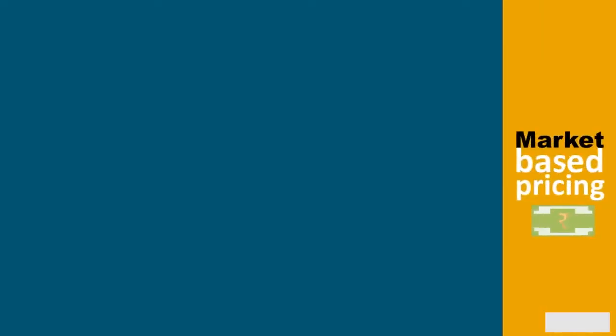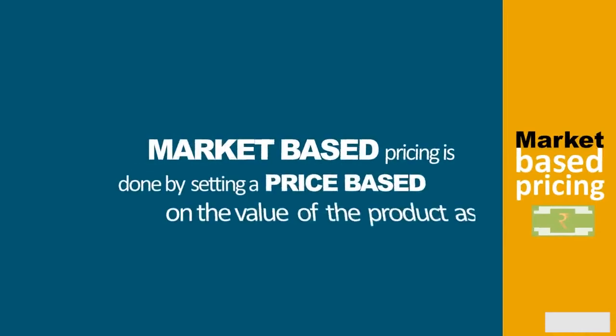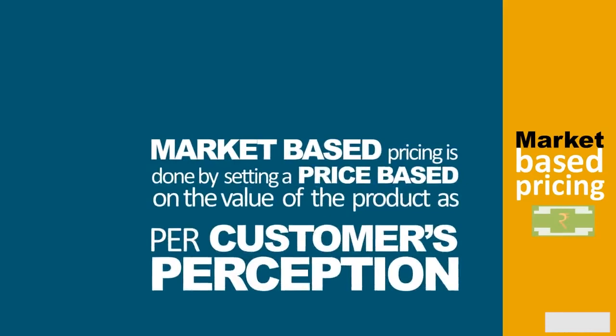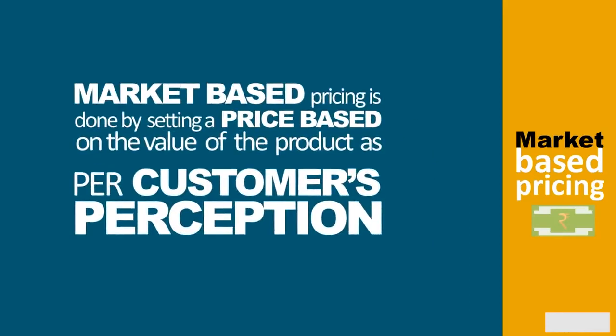Now let's discuss market-based pricing. Market-based pricing is done by setting a price based on the value of the product as per customer's perception. In this case, the hotel works backwards as it first makes an accommodation product available at a price that a guest is willing to pay, and then it tries to cut down on the cost to achieve a reasonable rate of return on that basis.